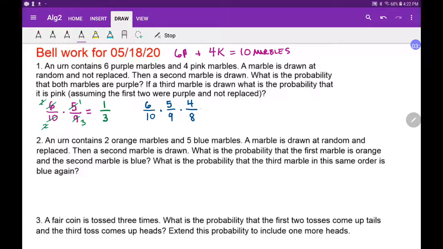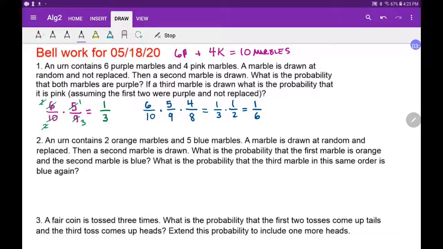All right. So I know after I cancel those first 2, I'm down to a third. And this 4 over 8 is 1/2. So, if you don't believe me, go ahead and cancel everything out, and you'll see this 1/3 times 1/2 once I knock off all those extra numbers. And now the probability that happens is not very likely, that I get 2 purple and then 1 pink. It's 1 out of 6.